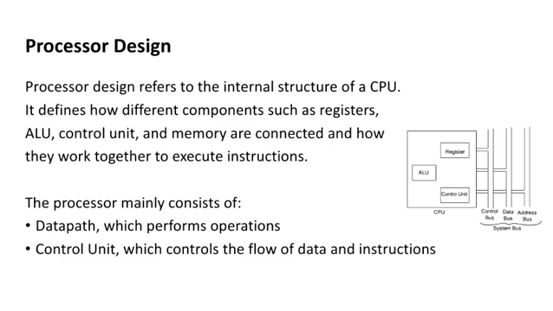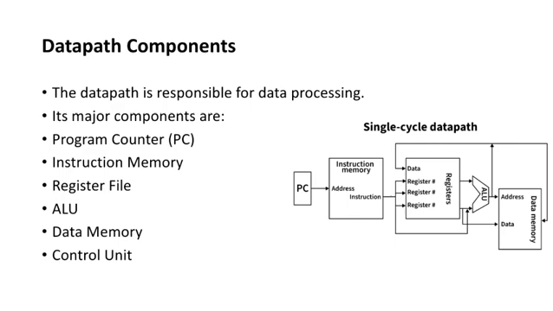And the next slide is data path components. The data path is responsible for data processing. Its major components are program counter, instruction memory, register file, ALU, data memory, and then control unit.